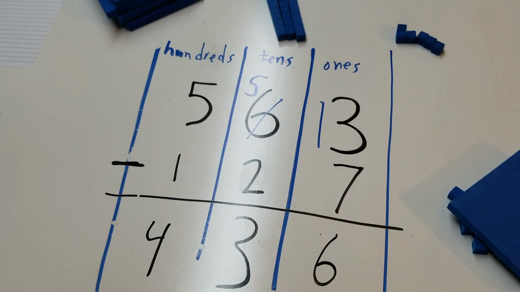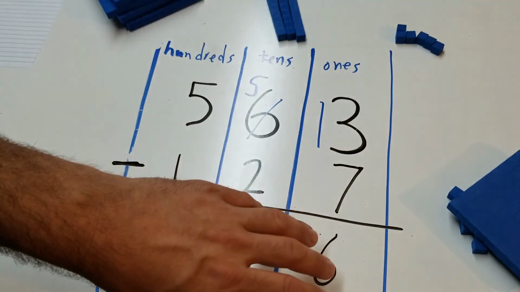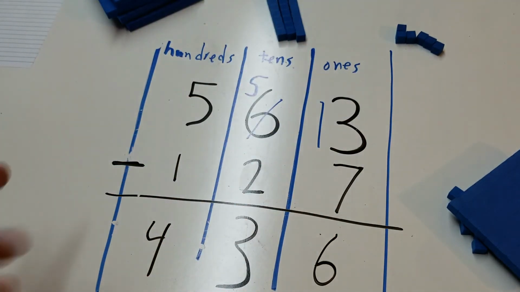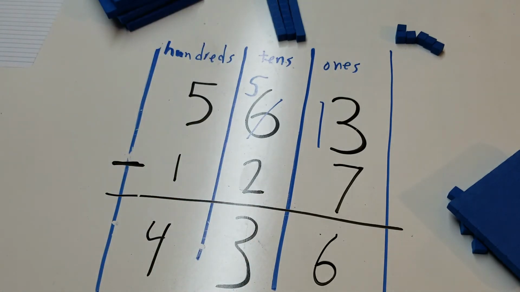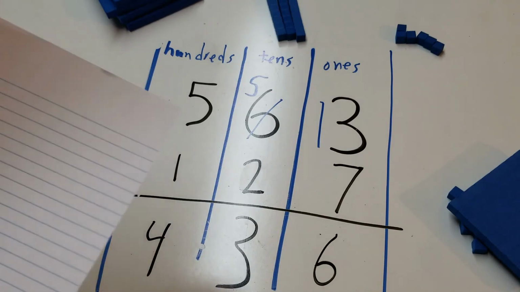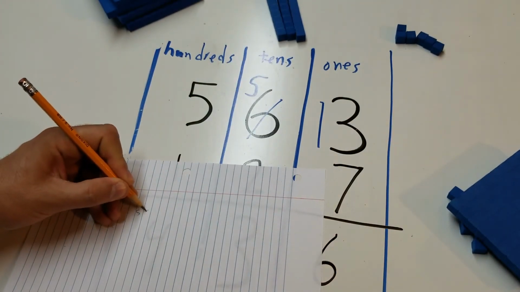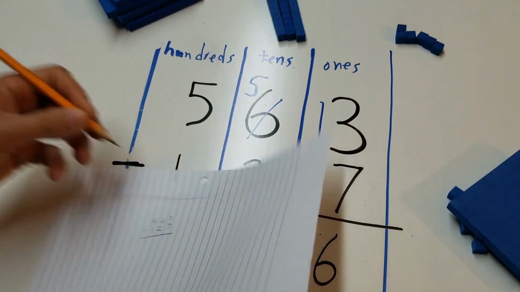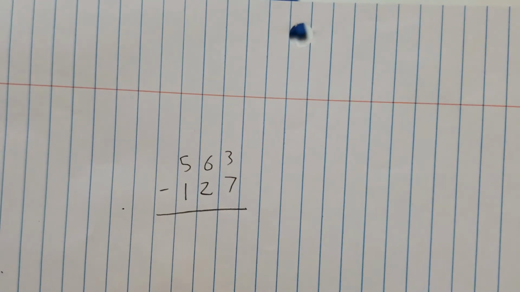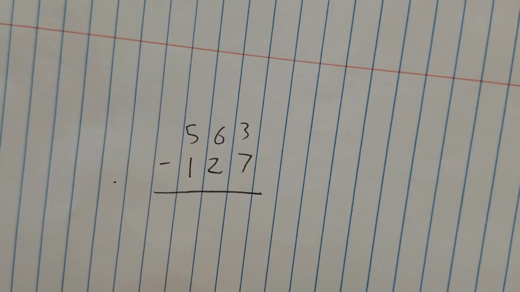Now, I really like to write these columns to keep my numbers organized. And a dry erase board works great for that because I have a lot of space and I can write these lines. But you know what else works great for that? It's just a regular piece of paper. The lines are already on that paper. I can do the exact same thing. 563 minus 127. And the lines are there. The columns are already drawn for me. It saves me so much time.